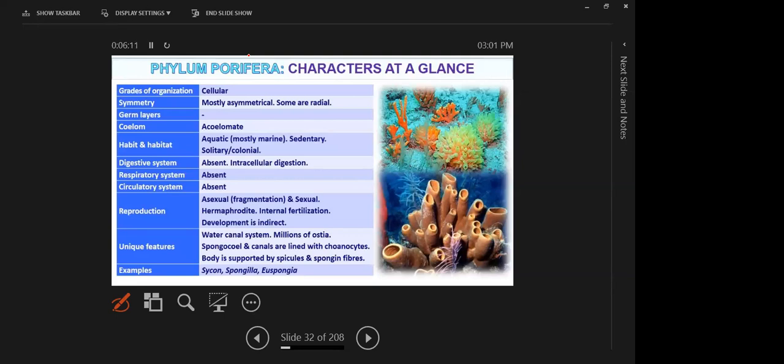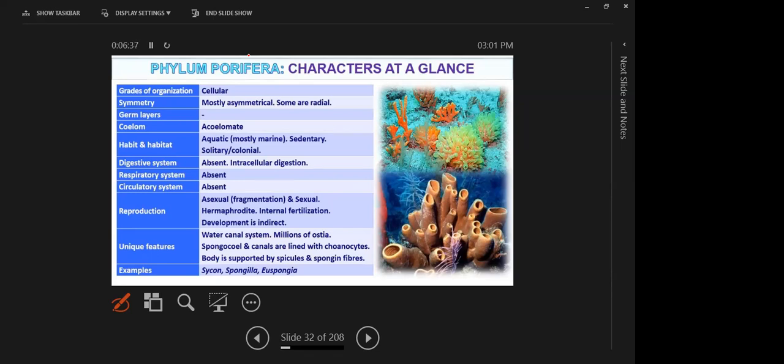What about reproduction? Fragmentation and formation of gemmules. They are asexual endogenous buds. Sexual reproduction is also seen. They are hermaphrodite, that means both the sexes are in the same body, and therefore internal fertilization. The same sperms fuse with the egg which is in the same body.